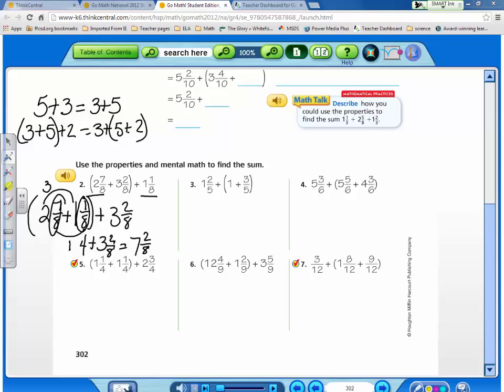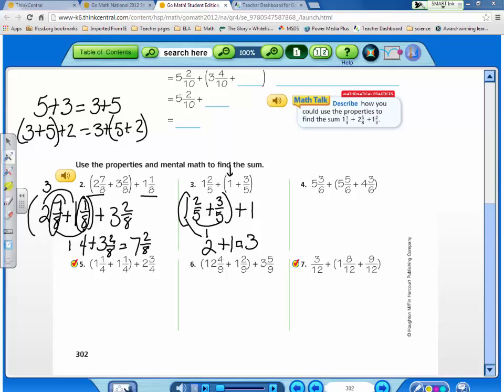So this one, number 3, we're looking at fifths. So we want numerators to add up to 5. So 1 and 2/5. If we combine that with the 3/5, and then we'll add on the 1 from here. So we have 2/5 and 3/5 is 1. And the 1 we have here, that gives me 2 plus 1 that we haven't done yet equals 3.